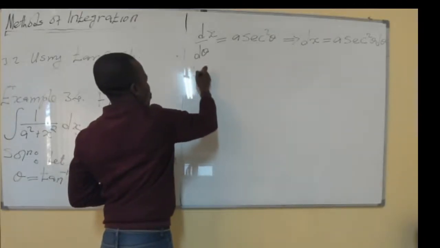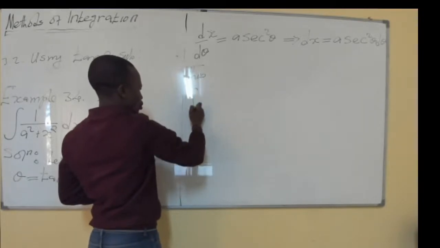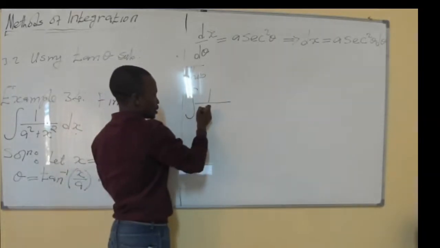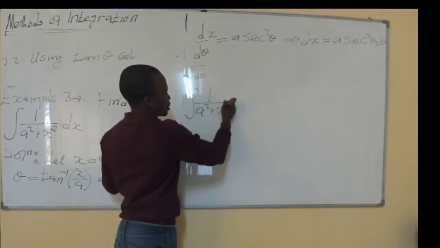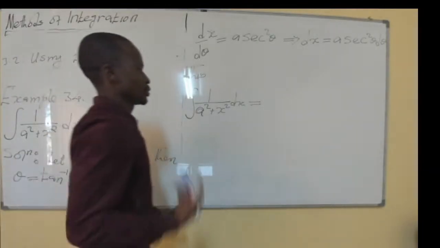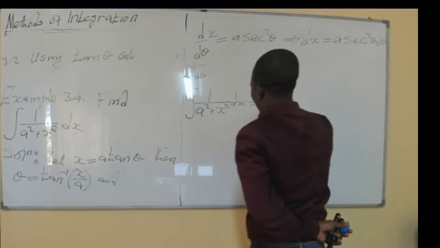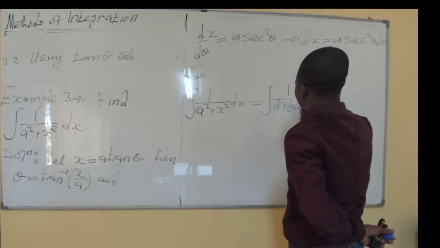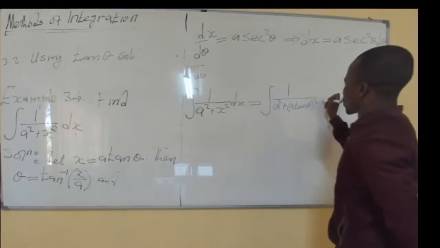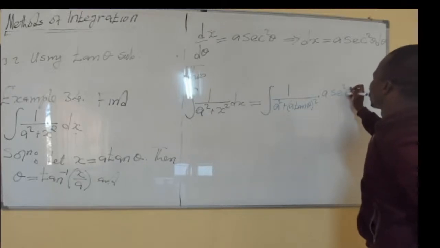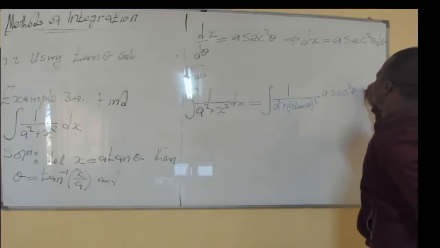Thus, when we substitute, the integral of 1 over a squared plus x squared is the same as the integral of 1 over a squared plus the square of a times the tan of theta, everything squared, multiplied by a sec squared of theta d theta.